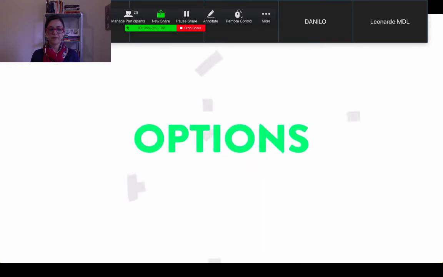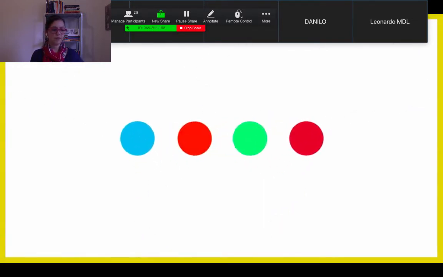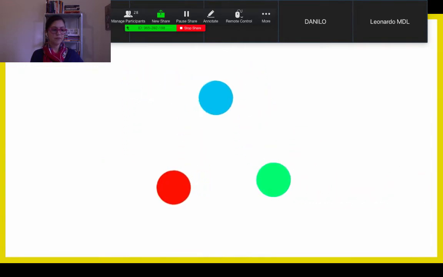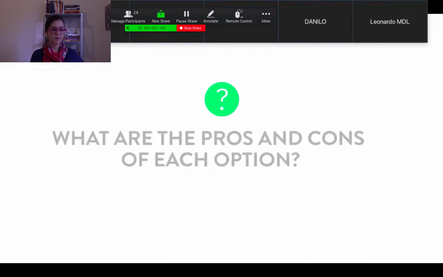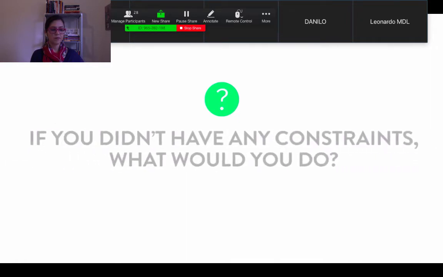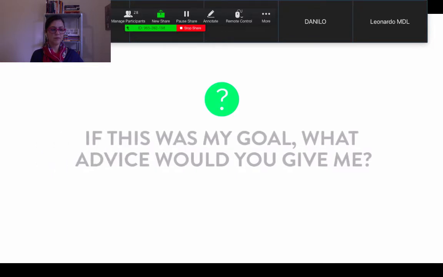Options is all about the different ways they can reach the goal. Brainstorm many different ways to achieve the goal, then narrow it down to a few. Ask questions like, what are your options? What else? What are the pros and cons of each option? If you didn't have any constraints, what would you do? If this was my goal, what advice would you give me?